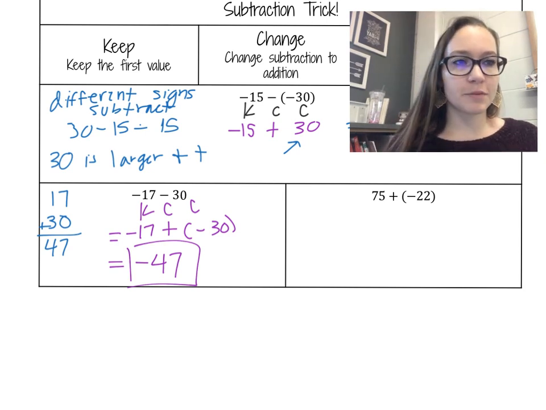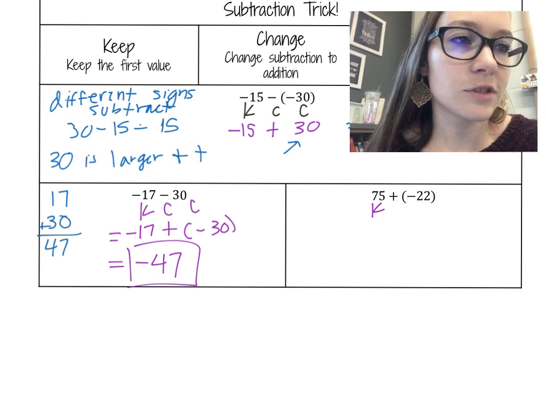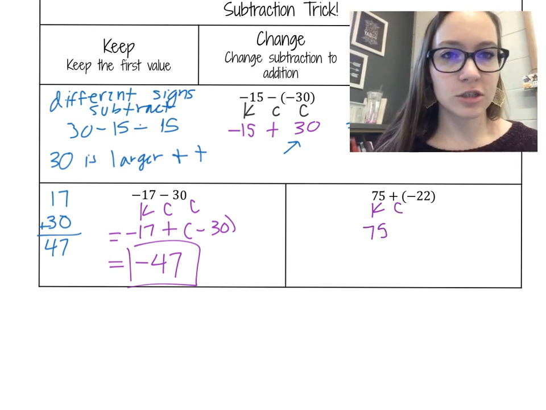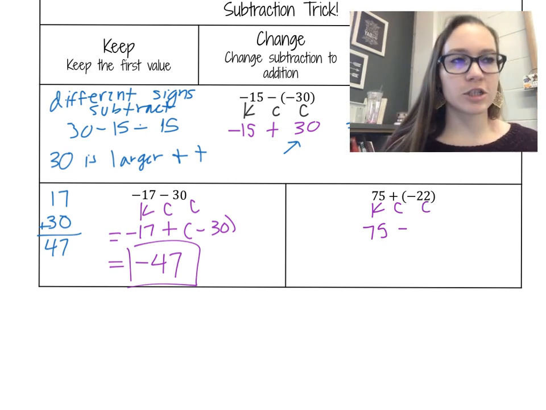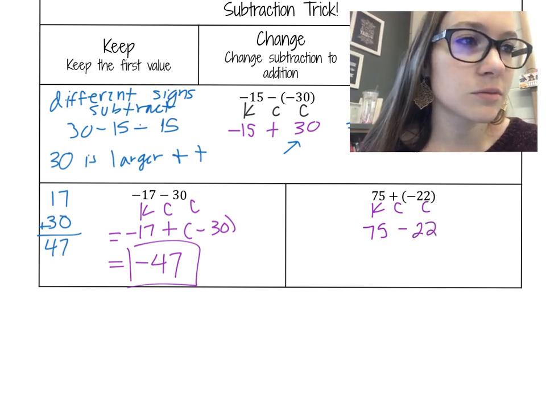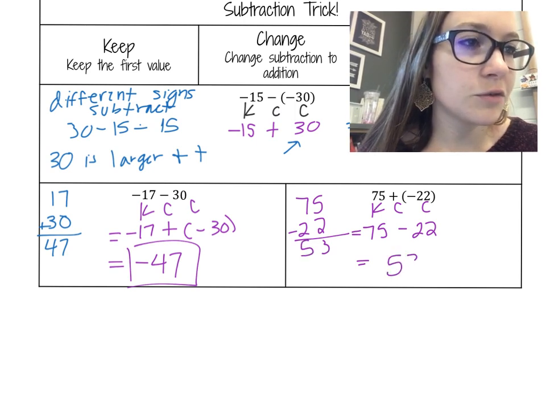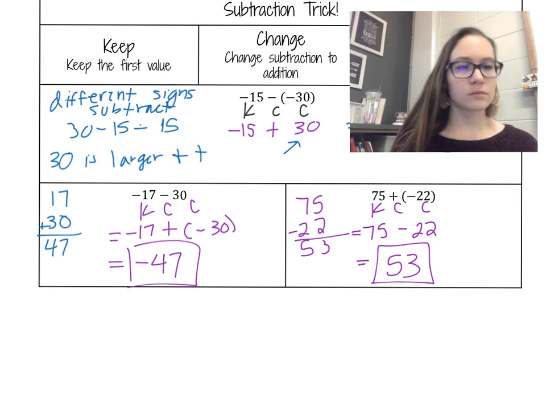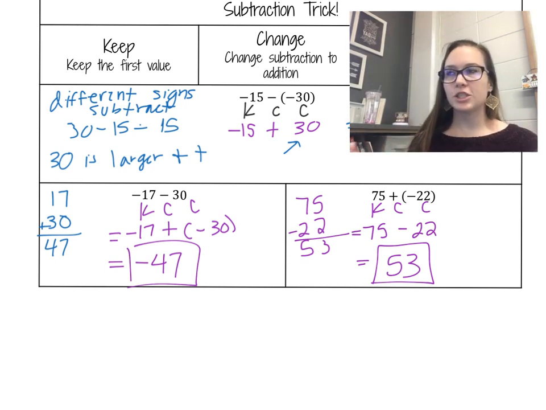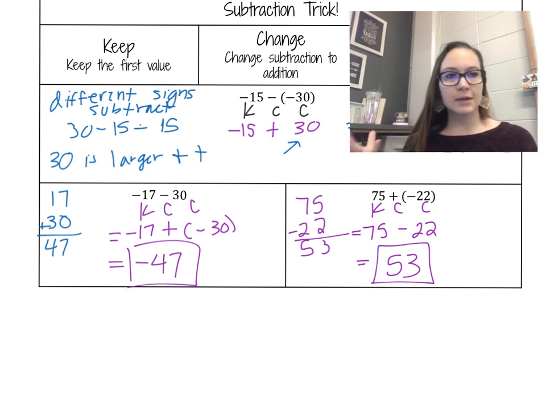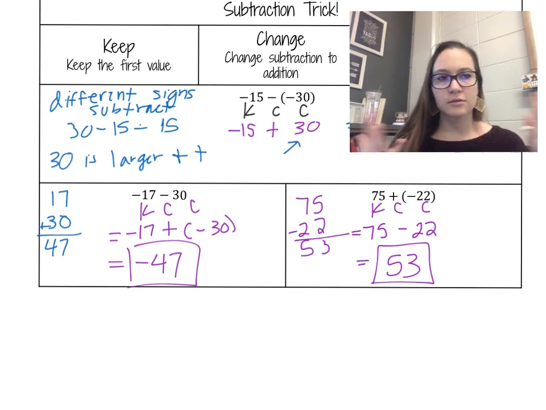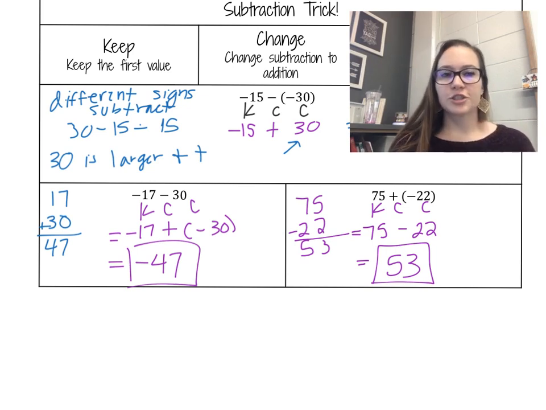So we can see 75 plus negative 22. I'm gonna keep the first number, 75. I'm gonna change addition to subtraction. Then I'm gonna change the negative 22 to a positive 22. And it's positive 53. So sometimes you can convert between addition and subtraction the same way. Sometimes that might make it a little easier because that's what you end up doing anyway. They're different signs, so you subtract. Okay, so you keep the first number the same, change the operation, change the sign of the second number.